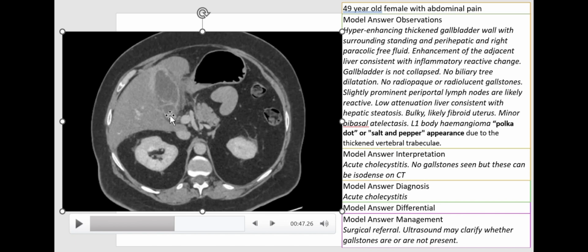This must be confirmed before surgical referral of the patient, before referring this patient to surgery, okay, for the appropriate management. We need to confirm whether this is acute calculous or non-calculous cholecystitis.